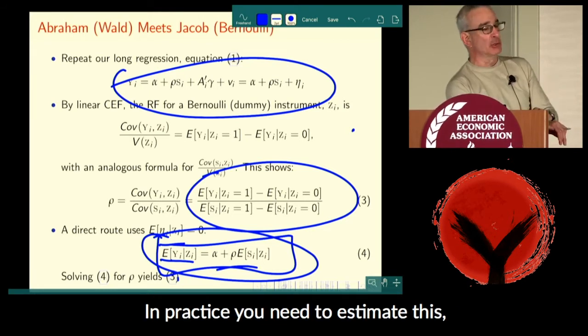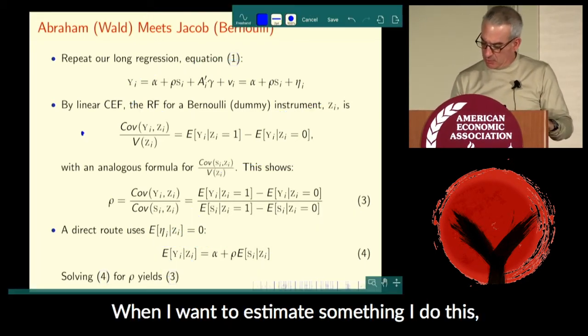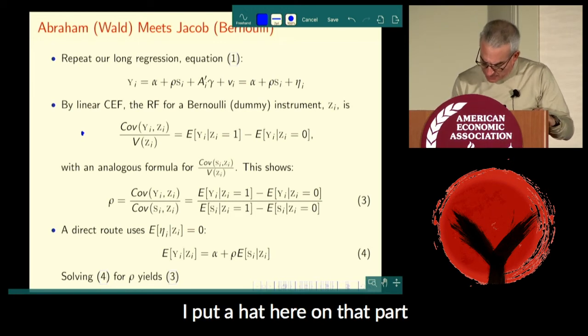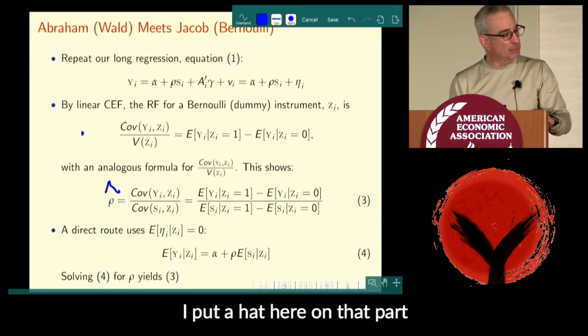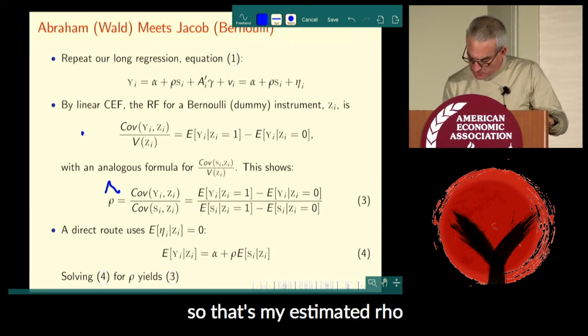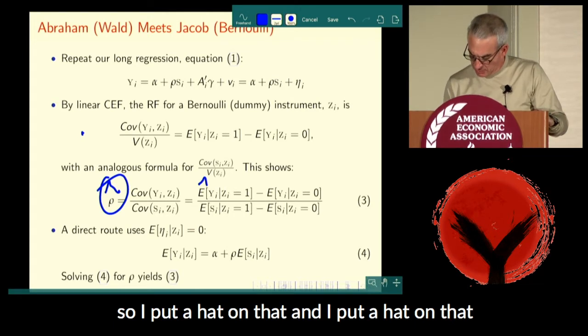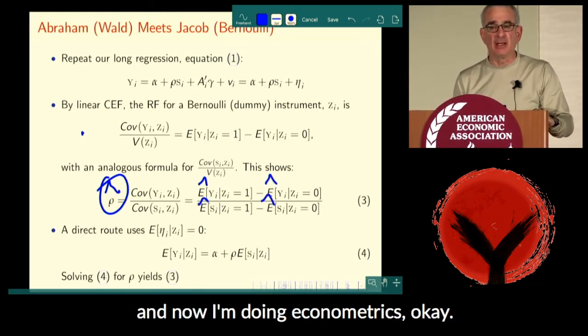In practice, you need to estimate this, but that's not very difficult. You know, when I want to estimate something, I do this. So this is a technical step. I put a hat here on that part, and then I say, well, this must also, so that's my estimated rho, and then this is the sample mean. So I put a hat on that, and I put a hat on that. And now I'm doing econometrics, okay?